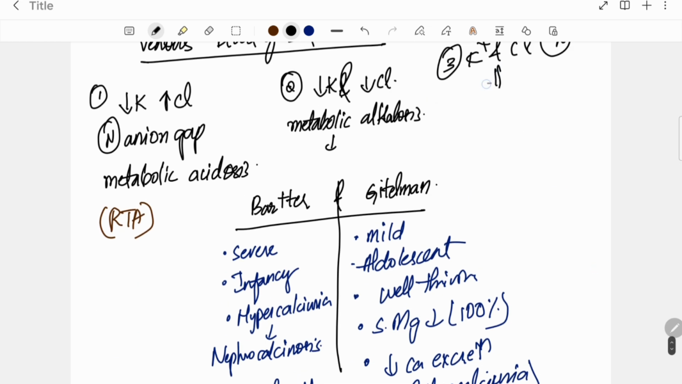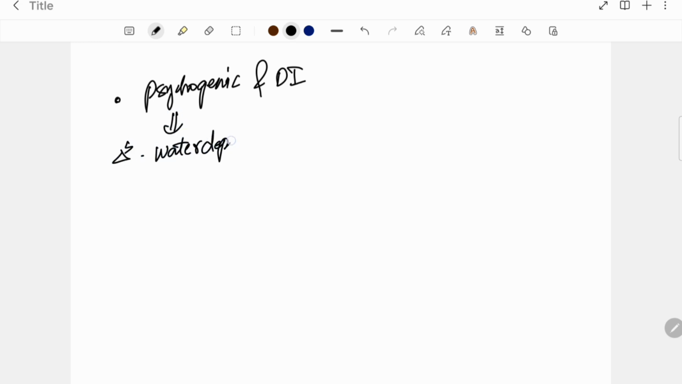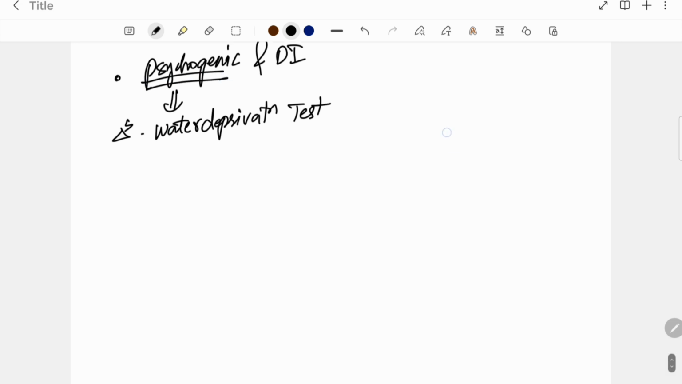So the next situation, here the potassium and chloride are normal. So we have psychogenic polydipsia or diabetes insipidus. How to differentiate between psychogenic polydipsia and diabetes insipidus? Diagnosis is by the water deprivation test. Here the urine osmolarity will be increased in the psychogenic patients.